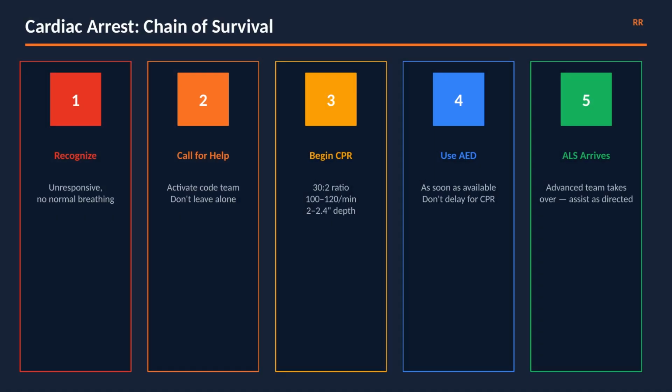If a patient loses consciousness, has no pulse, and is not breathing normally, that is cardiac arrest. Your response is immediate. Call for help and activate the emergency response system simultaneously. Do not leave the patient to go find someone. Begin CPR if trained, and if there is no DNR order on the chart. 30 compressions, 2 rescue breaths, repeat. Push hard, at least 2 inches deep, and fast, at least 100 compressions per minute.